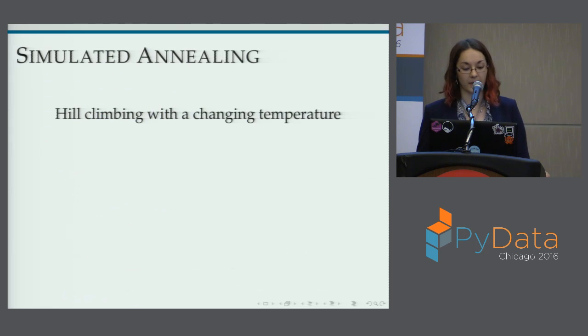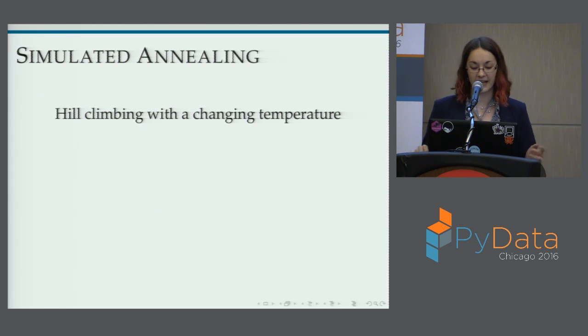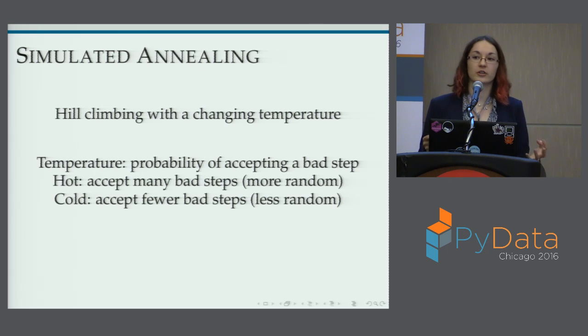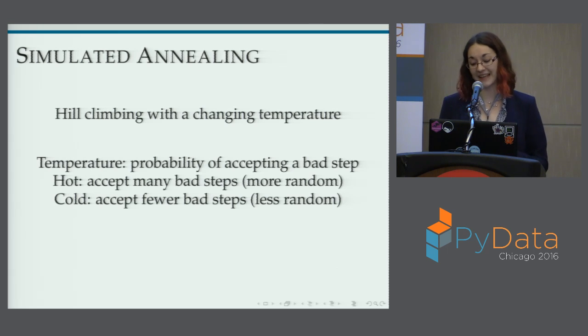So the next one I want to talk about is simulated annealing. This is actually pretty similar to hill climbing, but it has a changing temperature. So what does that mean? The temperature is essentially a probability of accepting a bad step.